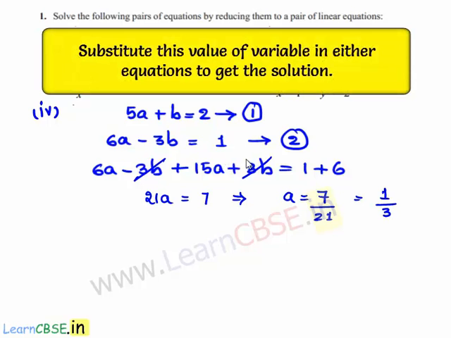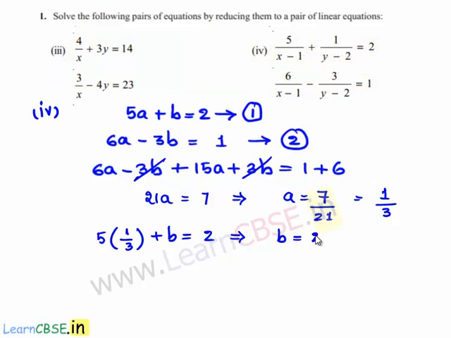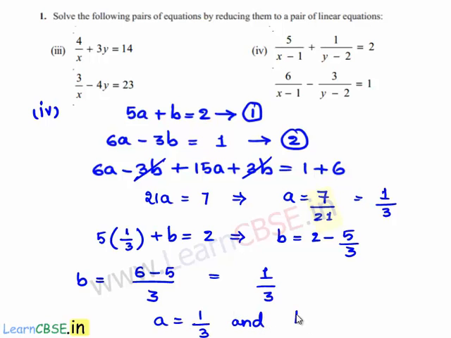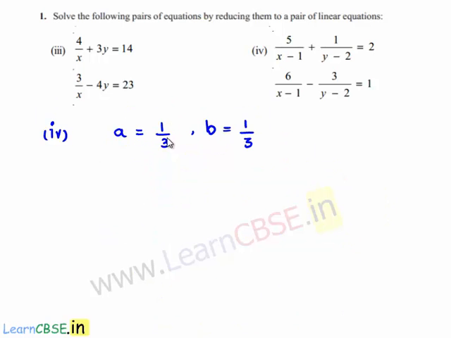Let us substitute the value of a in equation 1. We get 5 times 1 by 3 plus b is equal to 2. That implies b is equal to 2 minus 5 by 3. So taking the LCM, we get LCM as 3. 3 times 2 is 6 and 6 minus 5. So we get b as 1 by 3. Therefore, a is equal to 1 by 3 and b is equal to 1 by 3. So we got the value of a as 1 by 3 and the value of b as 1 by 3.